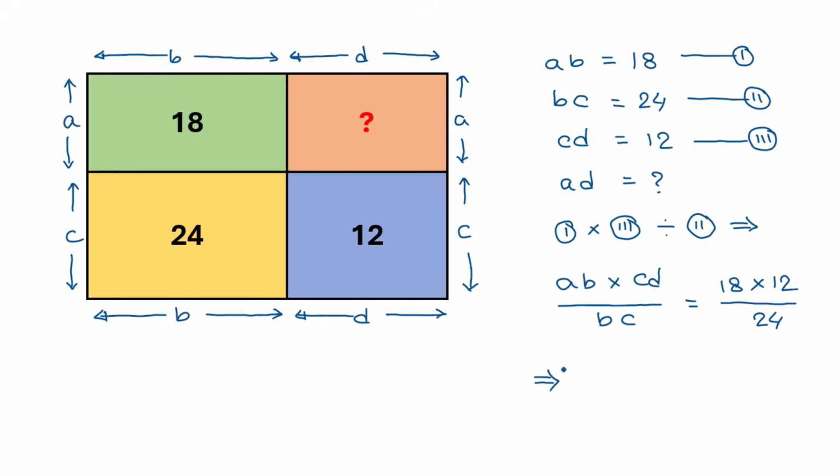Here this B and this B will cancel out, and this C and this C will cancel out, and it will remain A times D. So the left side is A times D is equal to 12 divided by 24, this will remain 2, and this 2 divided into 18 will be 9. So the value of AD is equal to 9. We have to find the value of AD. So the area of this unknown rectangle is 9 square units.